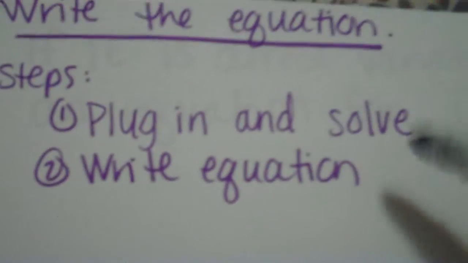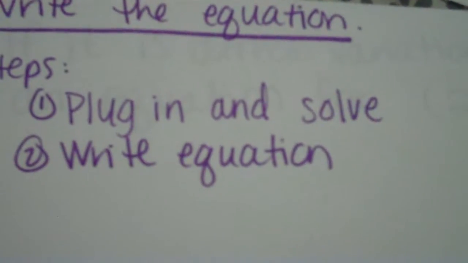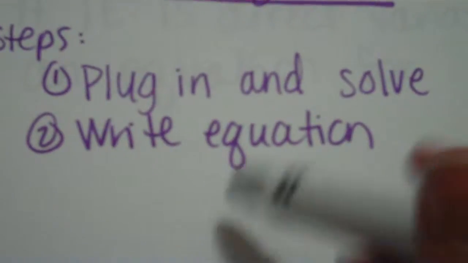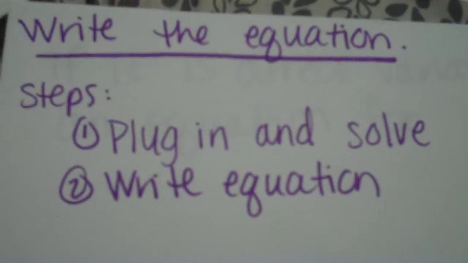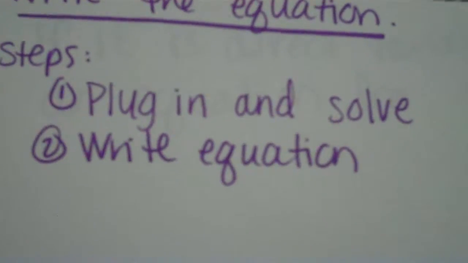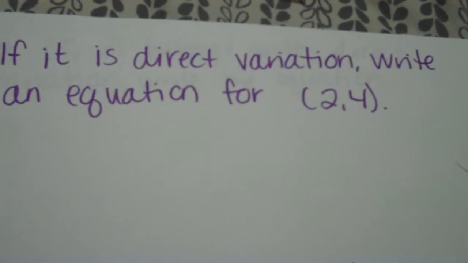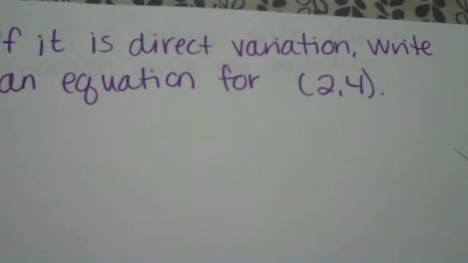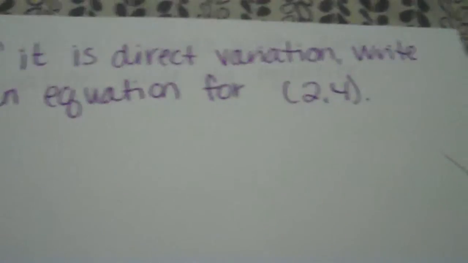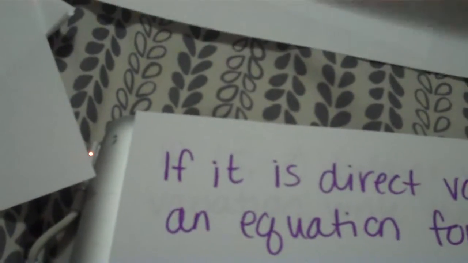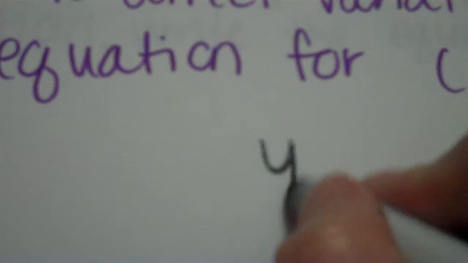The other thing that's a little harder is you're going to have to write an equation. So right now, write the equation and then write these 2 steps. The first thing is to plug in and solve, which I'll show you. And the second thing is to just write the equation. It's pretty simple. Pause if you need to. Write that down. Okay, so here's what this question says. If it is direct variation, write an equation for 2, 4. At the very beginning, remember how I said direct variation is y equals ax. So I want you to go ahead right now and put y equals ax.